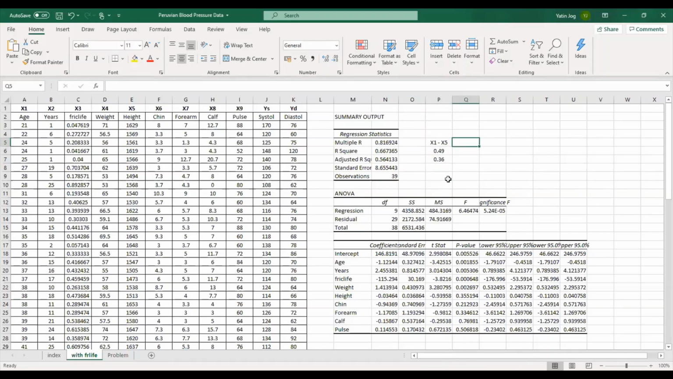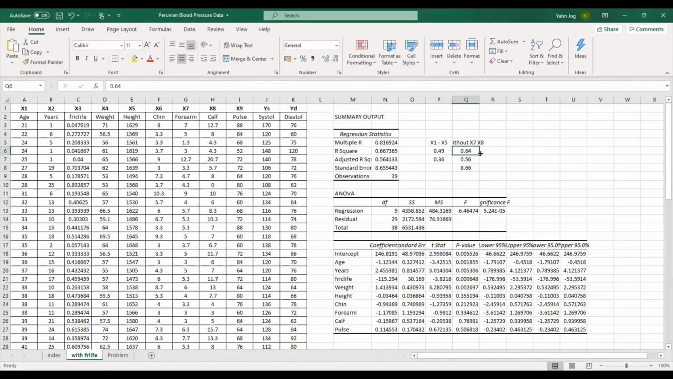Next. When I have removed x7 and x8, that is forearm and calf, I am getting an R square of 0.64. And what is the adjusted R square? 0.56. And what is the standard error? 8.66. Okay. So at least we can consider this model for discussion.